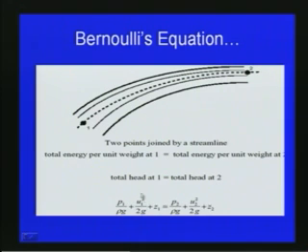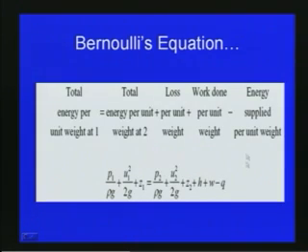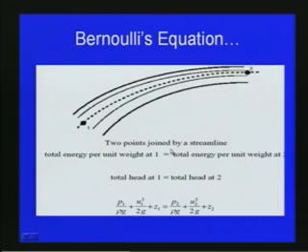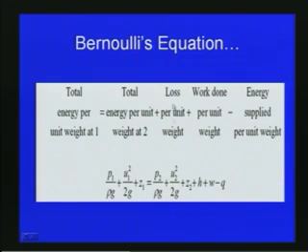That is why we get P1 by rho g plus U1 square by 2g plus Z1 is equal to P2 by rho g plus U2 square by 2g plus Z2 for section 1 and section 2 which we considered here. So, finally, the total energy per unit weight at 1 is equal to the total energy per unit weight at 2 plus any loss. With respect to the previous figure, if there is a loss per unit weight, that also we have to consider.